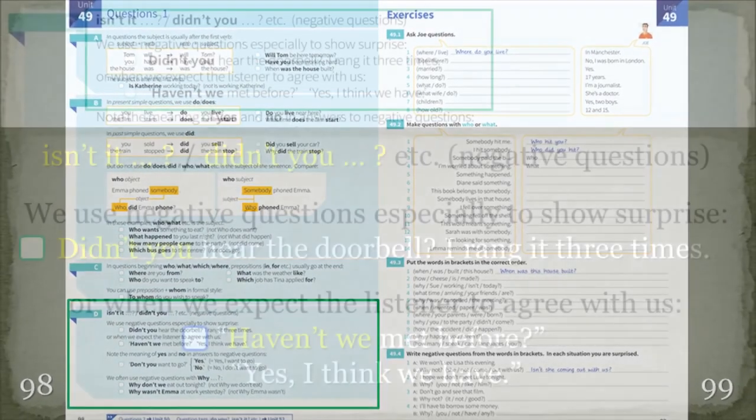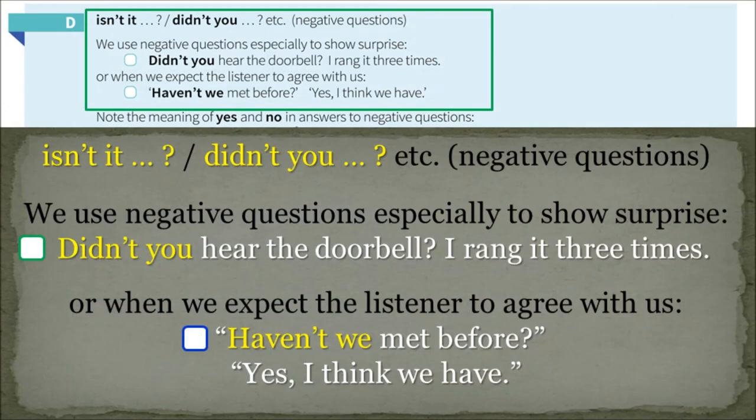Isn't it? Didn't you? etc. Negative questions. We use negative questions, especially to show surprise. Didn't you hear the doorbell? I rang it 3 times. Or, when we expect the listener to agree with us. Haven't we met before? Yes, I think we have.